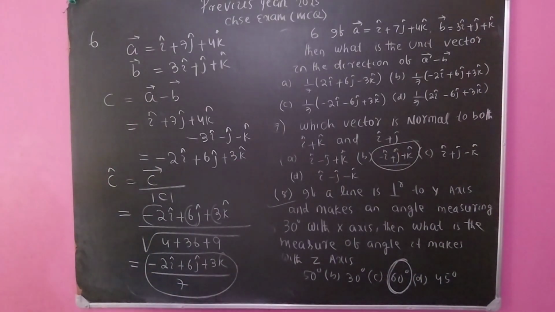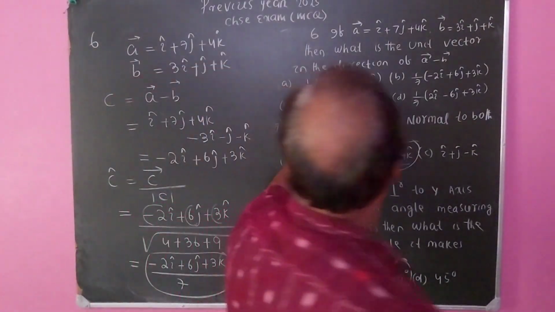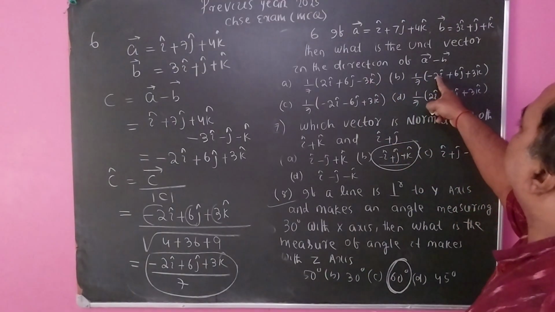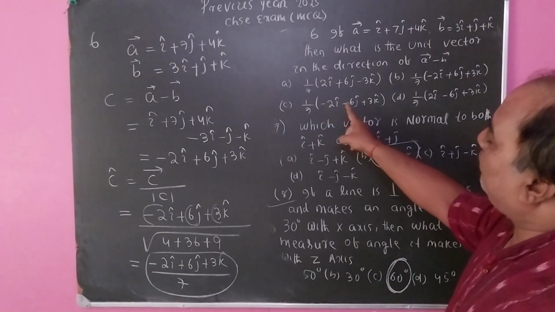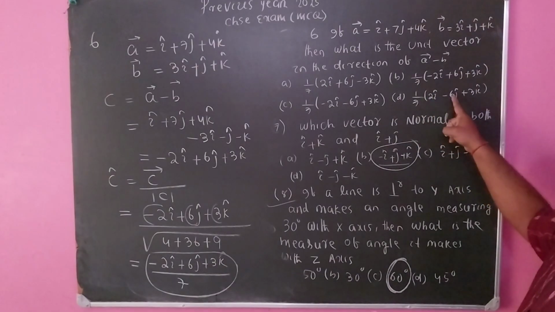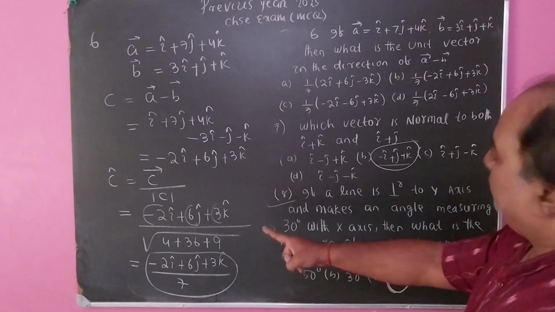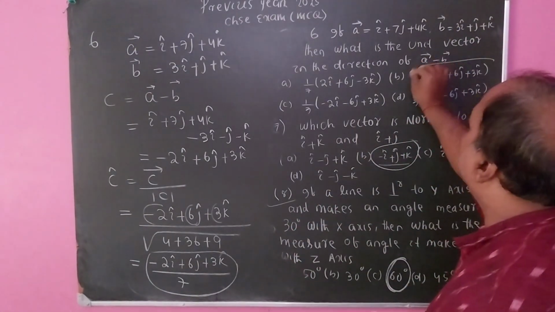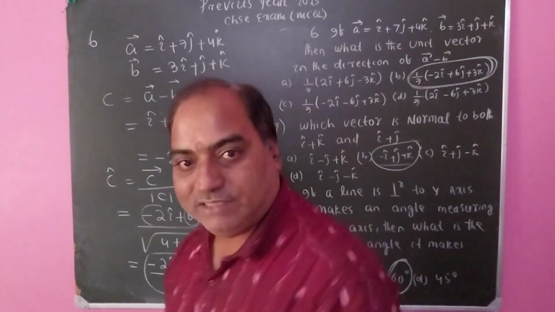But in our choices, what is the result? You see there: one is 1 by 7 of 2i cap plus 6j cap minus 3k cap. Here it is 1 by 7 of minus 2i cap plus 6j cap plus 3k cap. Here it is 1 by 7 of minus 2i cap minus 6j cap plus 3k cap. Another is 1 by 7 of 2i cap minus 6j cap plus 3k cap. But our answer is minus 2i cap plus 6j cap plus 3k cap divided by 7, which is in option B. So this is the correct answer of this question.